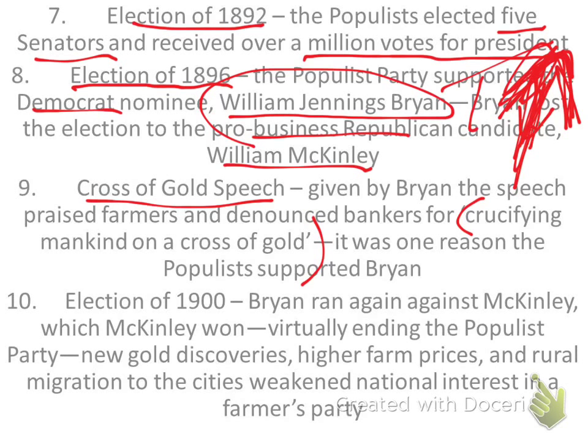Of course, Bryan lost the election of 96. He also loses the election of 1900. Bryan runs again against McKinley. McKinley wins. Now, this pretty much ends the Populist Party as a major party. However, they do run a couple more candidates in a couple more years, but they're not really very successful. Over the next several elections, they do run and win some seats in the Congress and some local elections, but the Populist Party as a national party pretty much ends with this election.